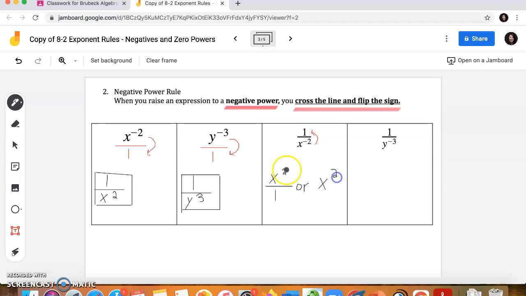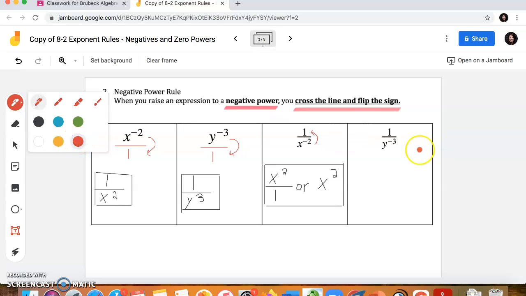Either of these answers I will take. I've been telling students, write it the way that makes sense for your brain. So if the left answer makes more sense for you, always write your answers like this. If the X squared on the right makes more sense to you, then always write your answers like that. Both of these answers are correct. You don't need to write both of them. Just write the one that makes the most sense for your brain.